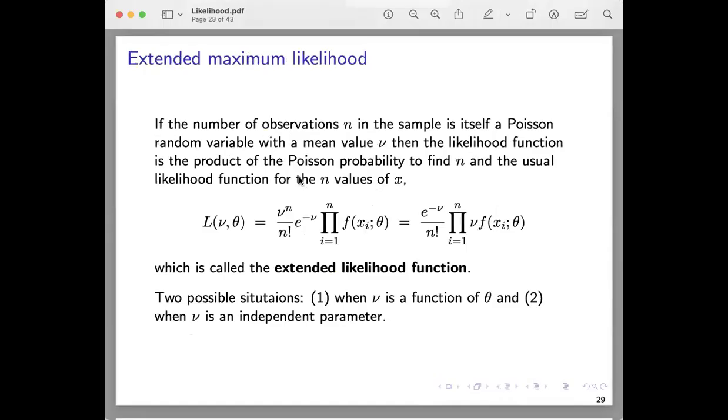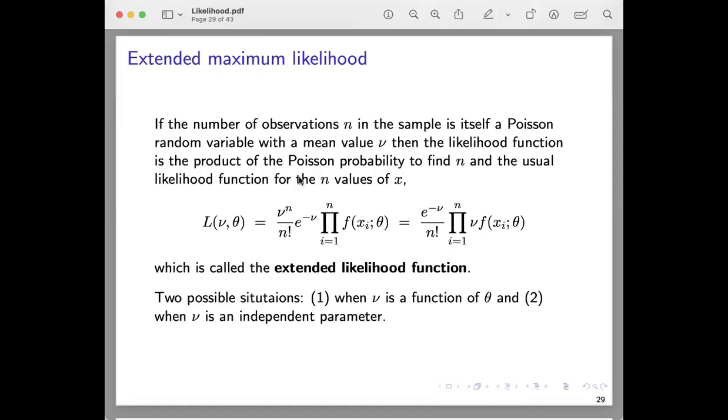Okay. Now, so far, whatever we discussed, we assume that the number of observations n is fixed. But it is possible that the number of observations itself is a Poisson random variable.